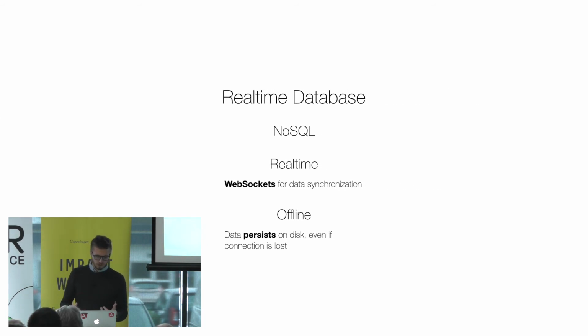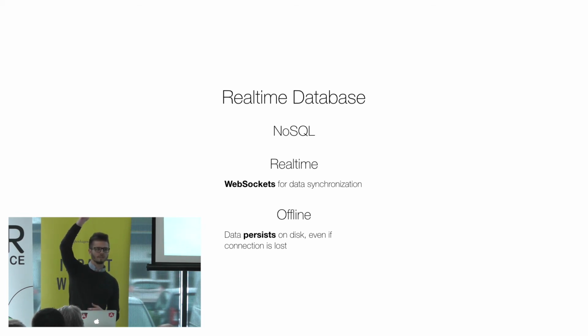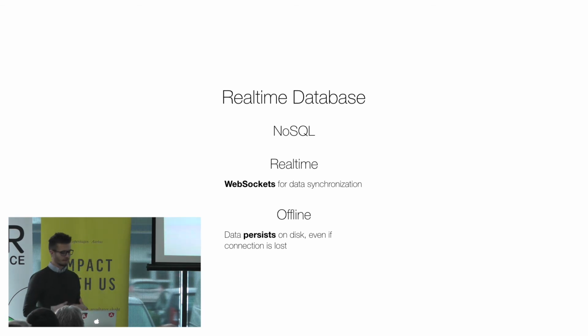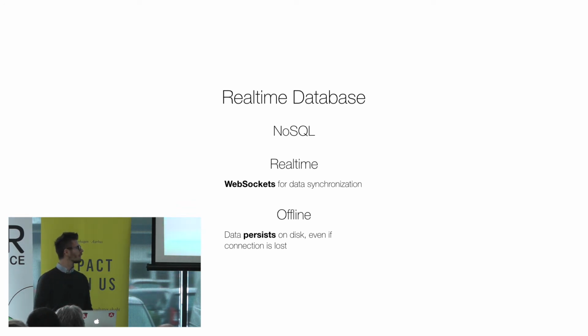So the real-time database here. Does everyone know what NoSQL is? Show of hands. Great. The real-time database in Firebase is a NoSQL database. So that means we don't have tables, we don't have columns, we don't have foreign keys and relations. And the way the data is structured is like a JSON object.